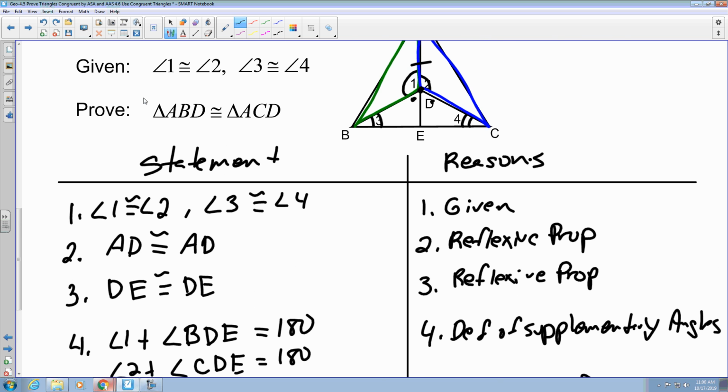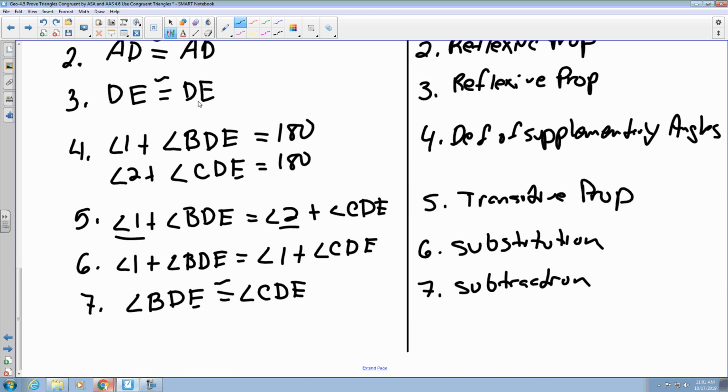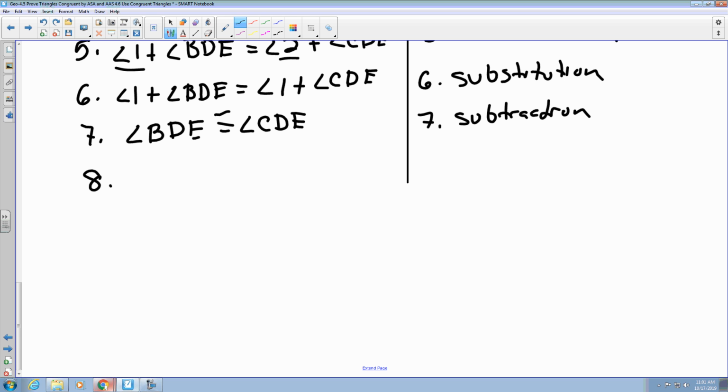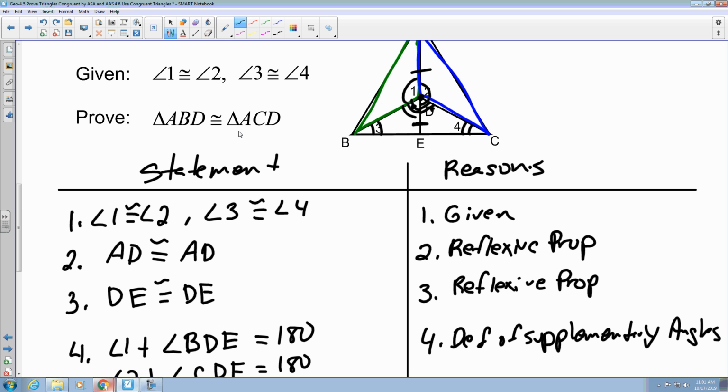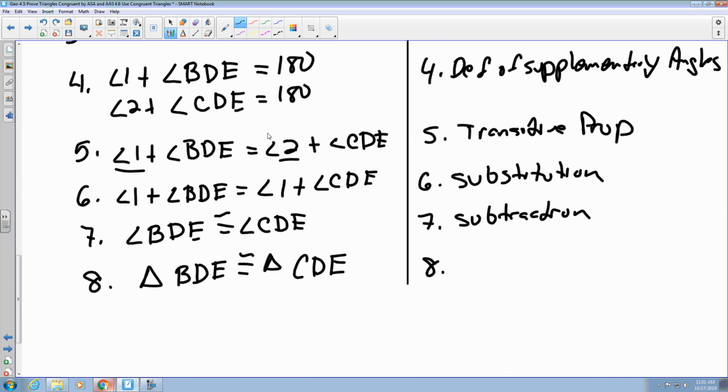All right, so now I know that this angle here is congruent and this angle here is congruent, and I know I have reflexive over here. So now I can say that for step 8, triangle BDE is congruent to triangle CDE. And I can show that by angle, angle, side.